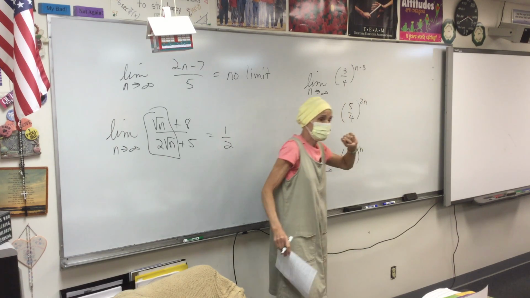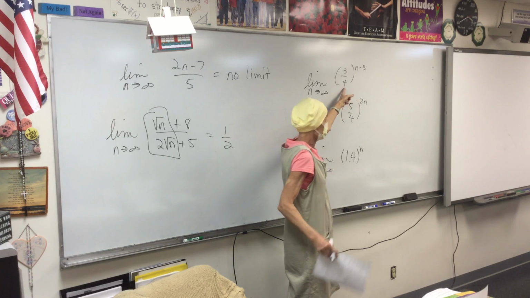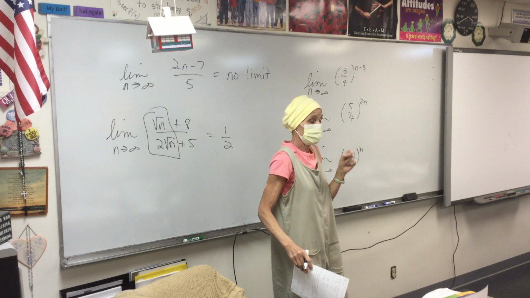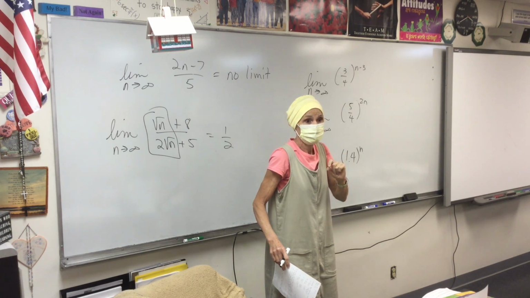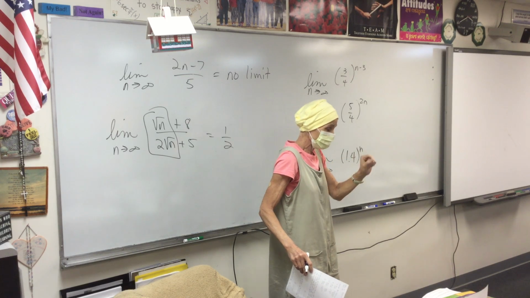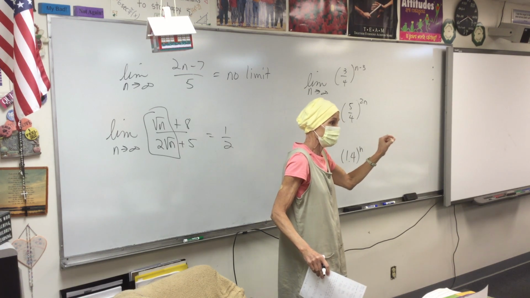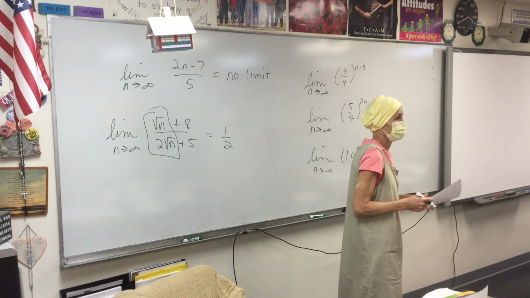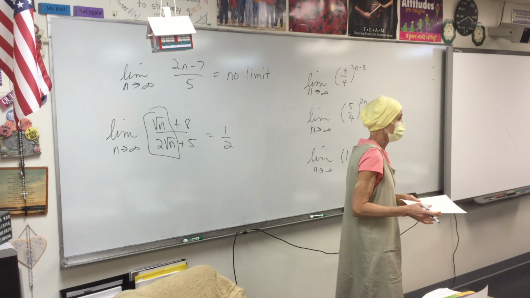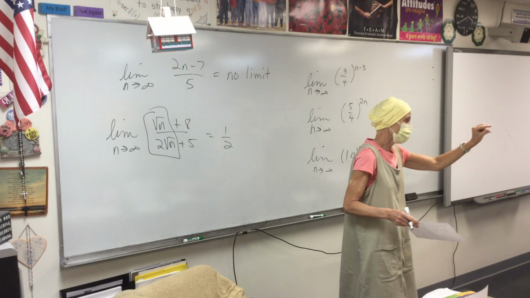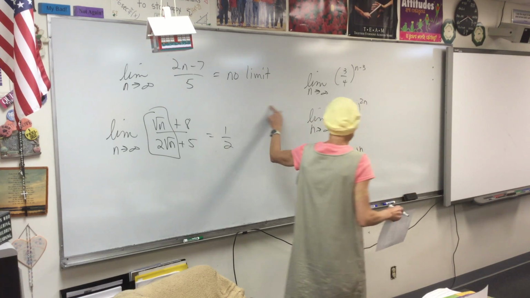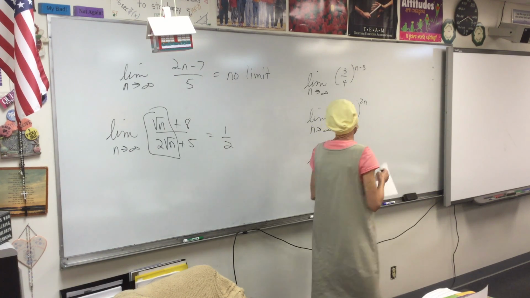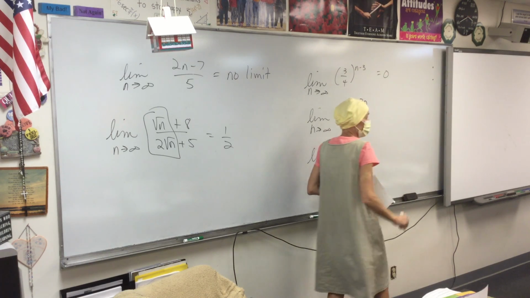The important thing is, I want you to stop and think about what happens. This is number 3. If you take 3/4 and raise it to higher and higher powers, so you take 3/4 times 3/4 times 3/4 times 3/4, what happens to your answer as you raise it to higher and higher powers? It gets smaller, doesn't it? And as it gets smaller and smaller and smaller, think about that number line. What are we heading toward? 0. So the limit of this is going to be 0.